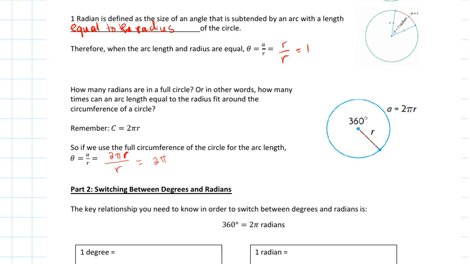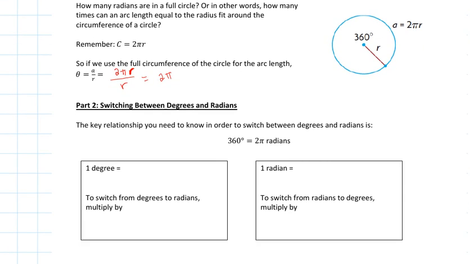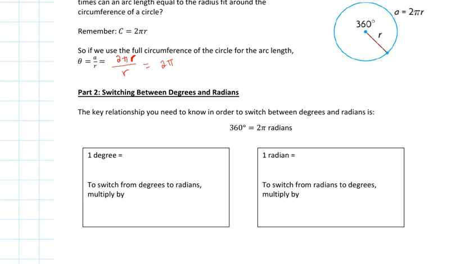And this is very important to understand how to switch between degrees and radians. So we know that 360 degrees is equal to 2 pi radians. So 1 degree is going to equal 2 pi over 360, which is equal to pi over 180. So to switch from degrees to radians, you multiply by pi over 180.